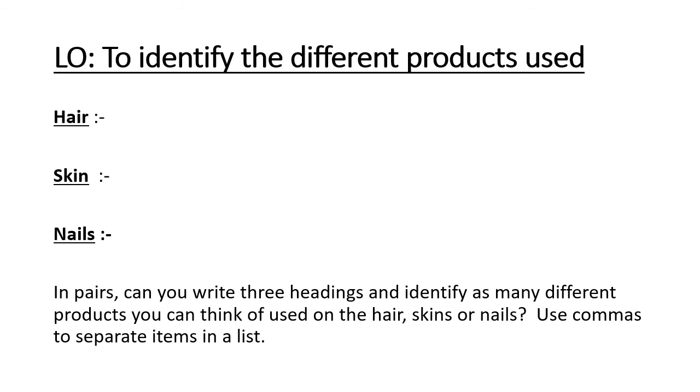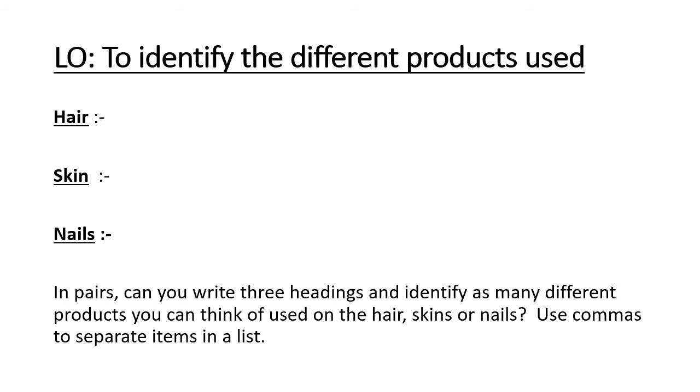This was our learning outcome, to identify the different products used. We've got hair, skin and nails, and just simply in pairs I wanted them to write as many different products that they can think of used on the hair, skin and nails, and use commas to separate items in a list, which is getting the grammar in there. So they can write hair, skin and nails, and think of as many products as they possibly can.